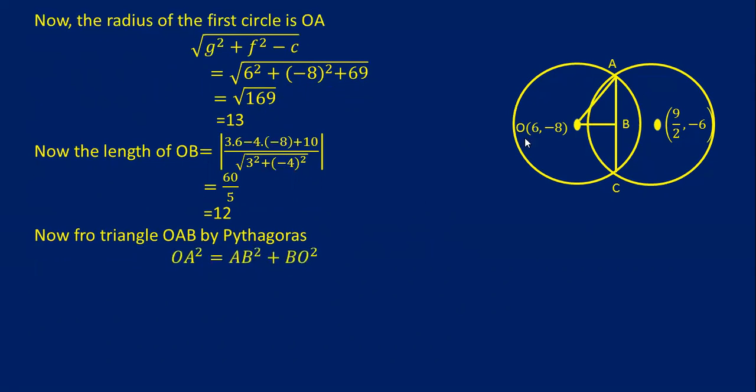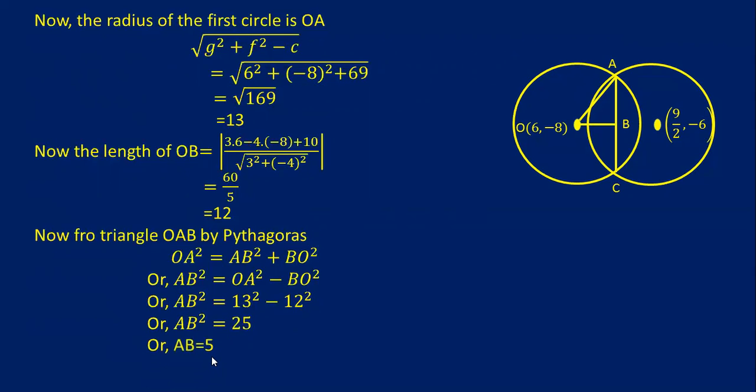Now, by Pythagoras theorem from triangle OAB, OA square equals AB square plus BO square. We have to find the length of AB. Now AB square equals OA square minus BO square. Now see, the length of OA is 13, and BO is 12. 13 square minus 12 square, then you get 25. That means AB equals 5.